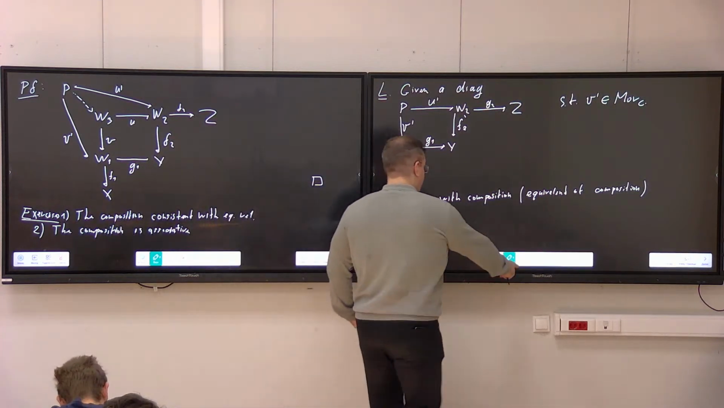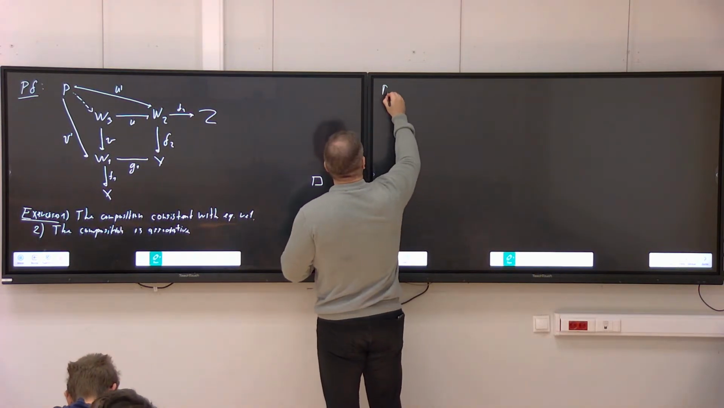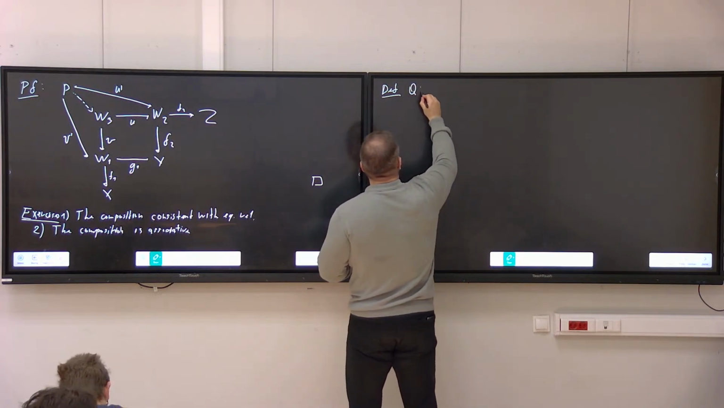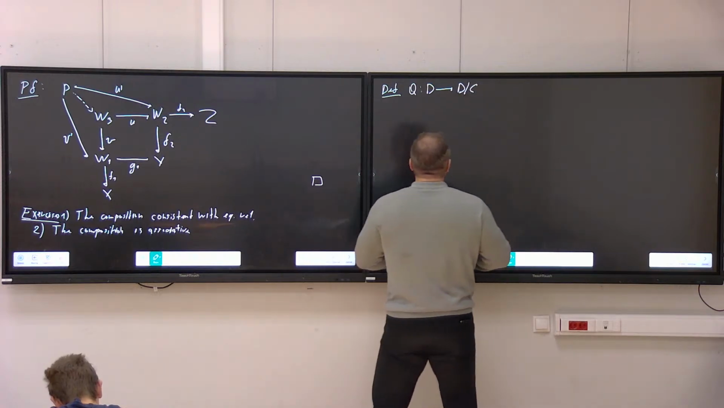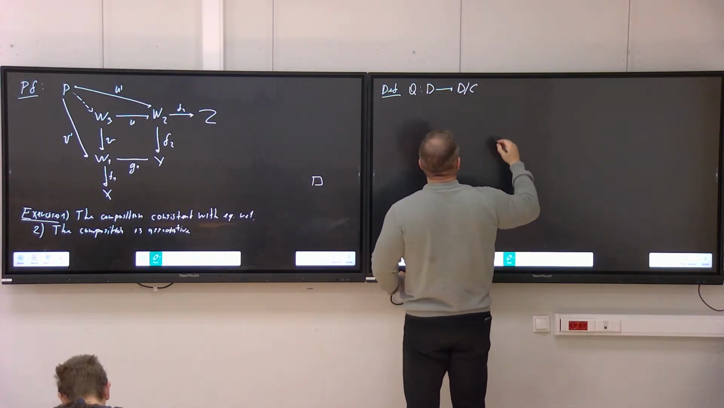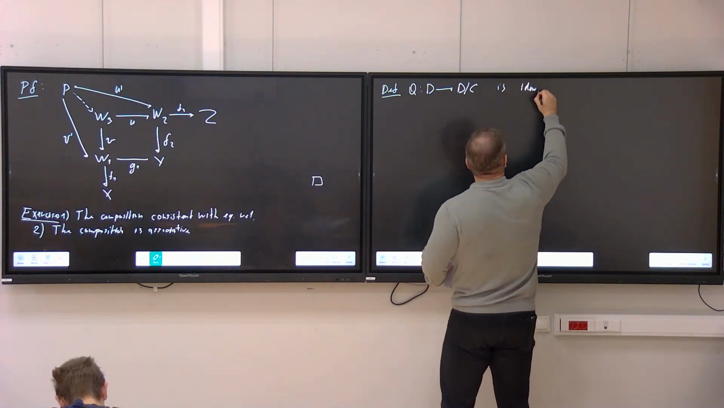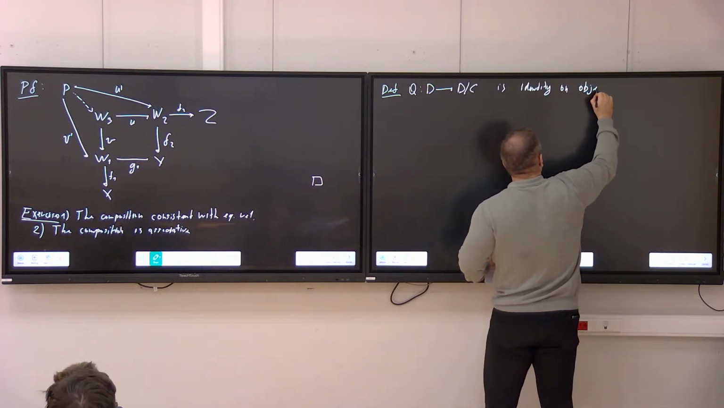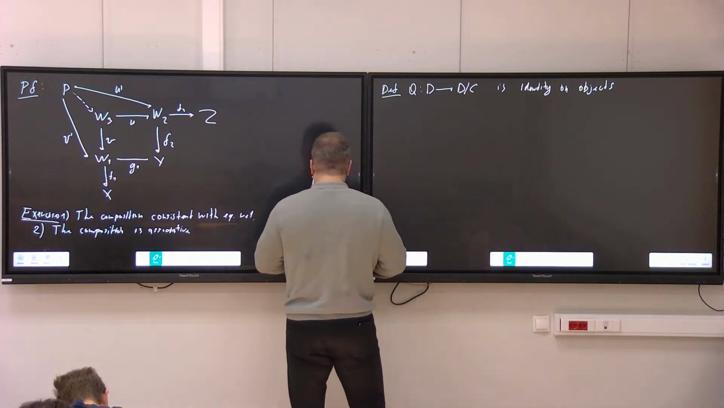Okay, so this is the lemma. Now I give a definition. Now we can also define the functor Q. This is a functor from D to the quotient category. This functor is identity on objects. For objects this is easy, objects are the same.